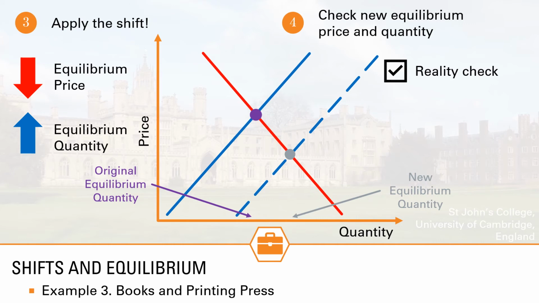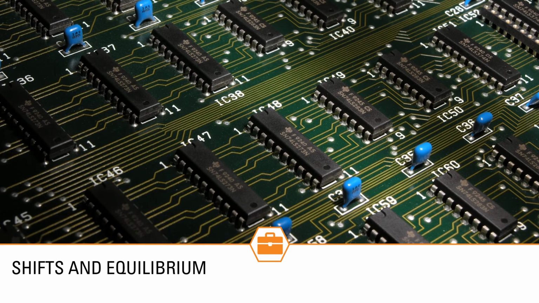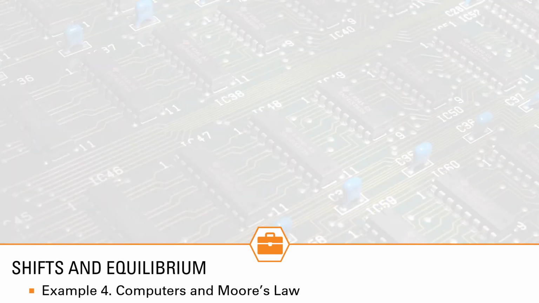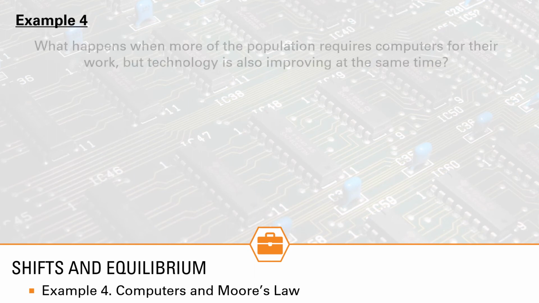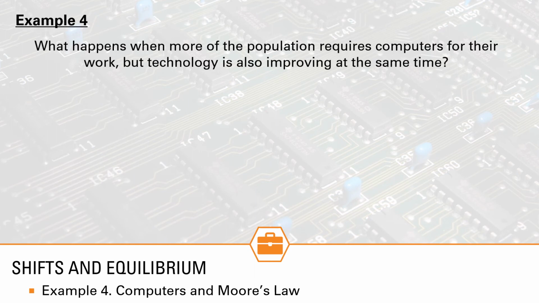Let's move on to example number 4. Example number 4, computers and Moore's law. So let's talk about computers now. Example 4. What happens when more of the population requires computers for their work? But at the same time, technology is also improving. Okay? So now we've got a dual effect.